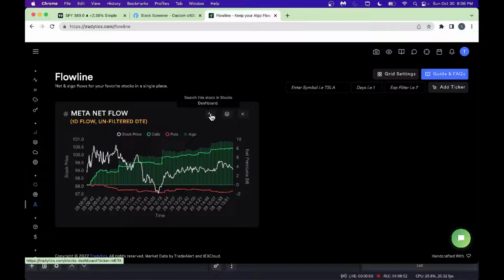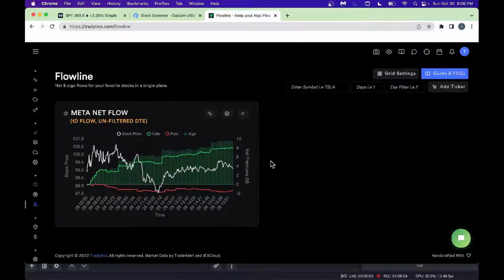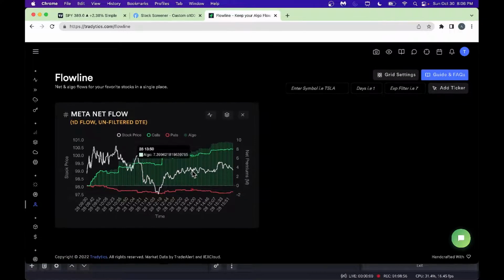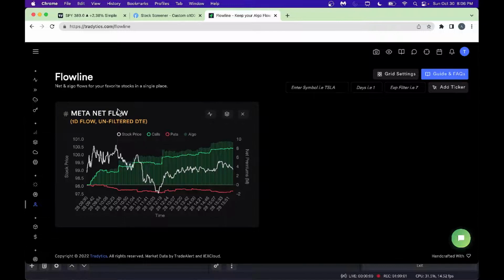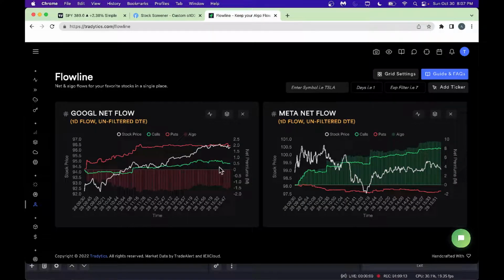All right, so let's look at a few more here and go from there. So that's about the flow line here. Right now we're looking at Meta net flow, as you can see here. And you could change it here. For example, instead of Meta, you want to look at Google. You could just say Google here. And look, now we got Meta and Google both. You could change the number of days here. For example, you want to look at maybe 3 days' worth here, or 5 days. You could say 5 days.